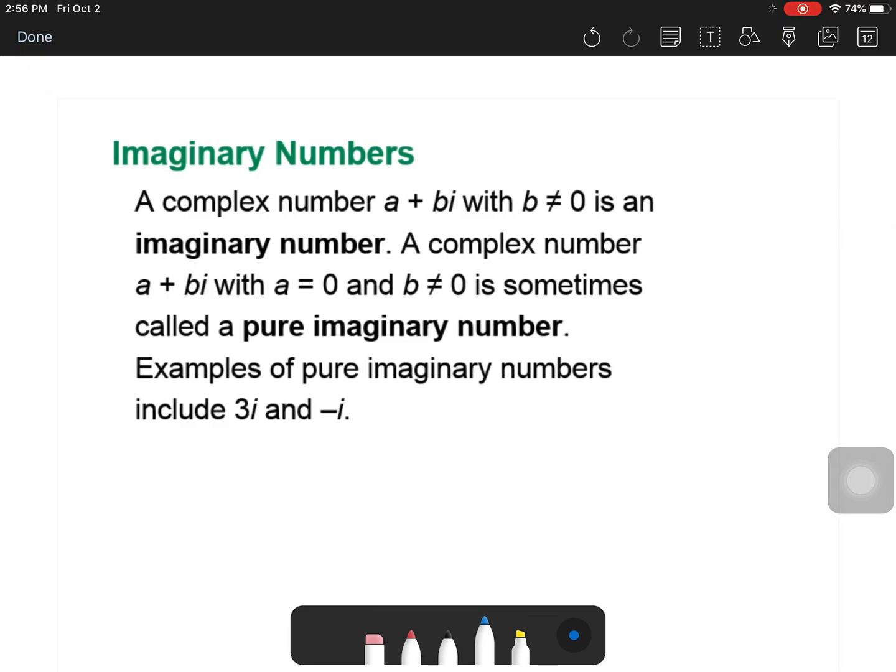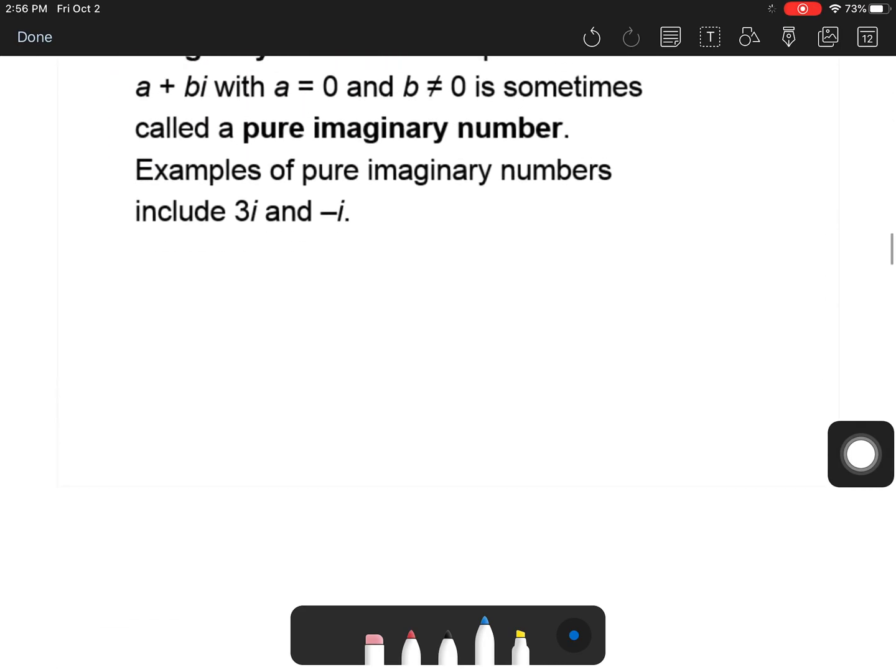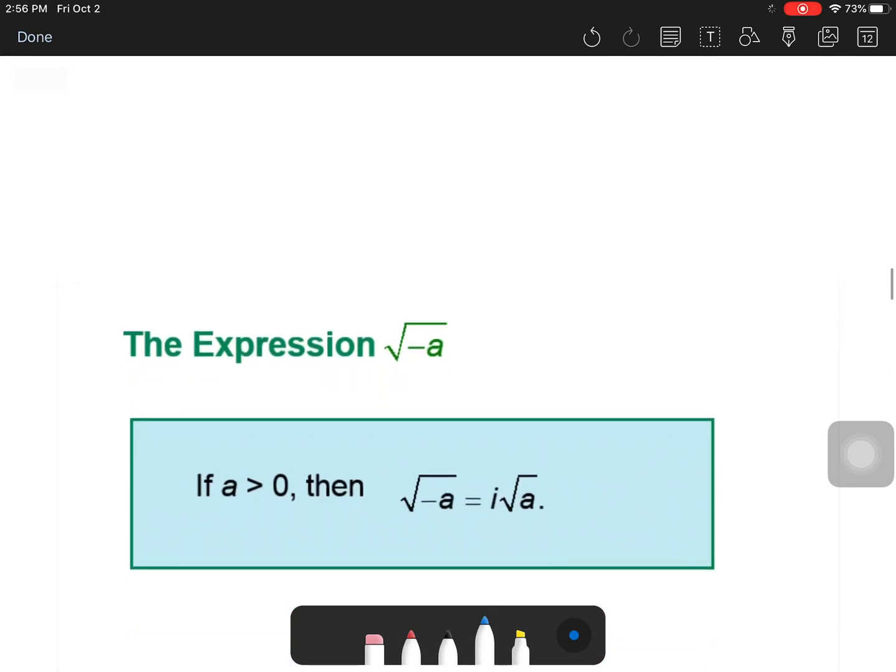Okay, so a complex number a plus bi where b is not equal to 0 is called an imaginary number. A complex number a plus bi with a equal to 0, b not equal to 0, is sometimes called a pure imaginary number. So examples like 3i, -i, 5i, 7i, where you don't have the real part being added with it, those are pure imaginary. Otherwise, they'd be complex where you have the combination of the two.